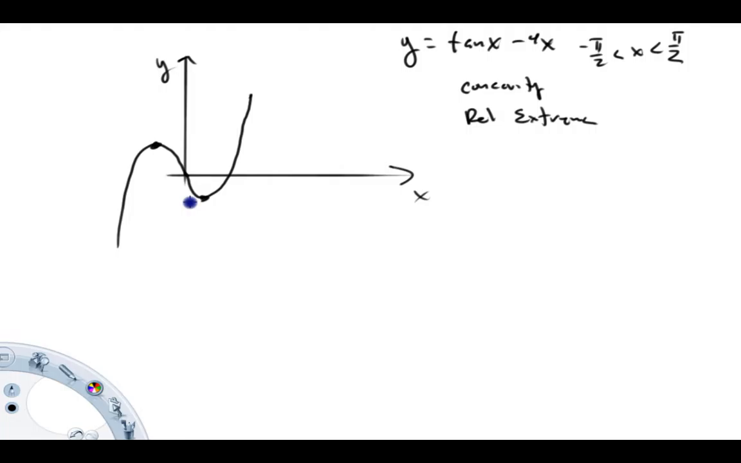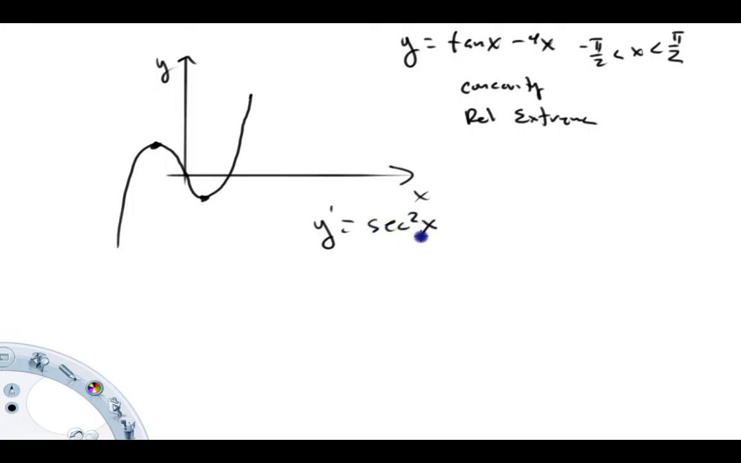Key feature at a relative min or max is that the tangent lines have zero slopes at those points. And again, the slope of the tangent line is described by the first derivative. So we're going to calculate the derivative of this function. So the derivative of tan x is secant squared x.